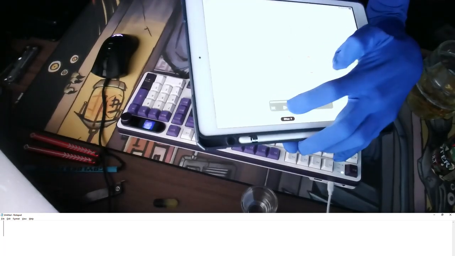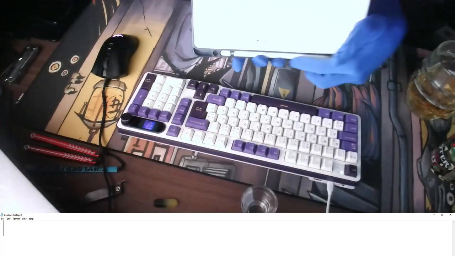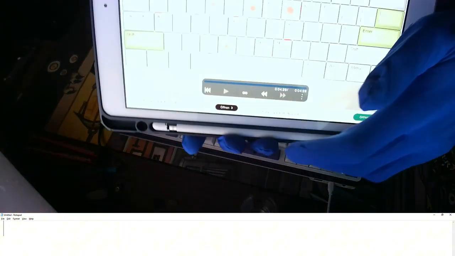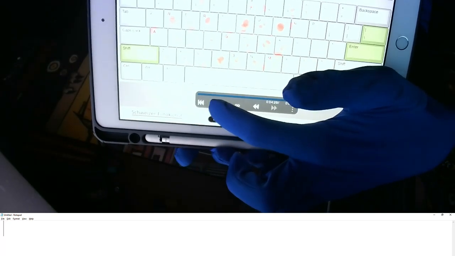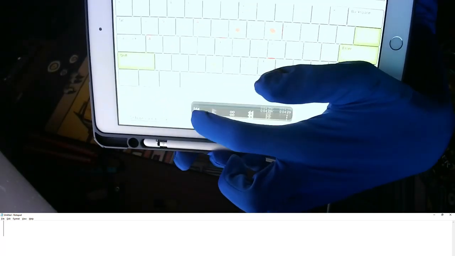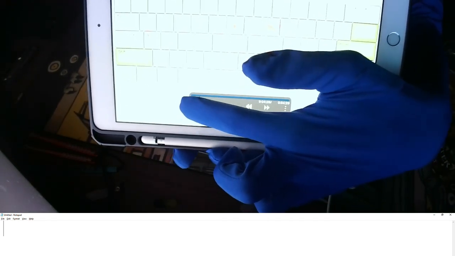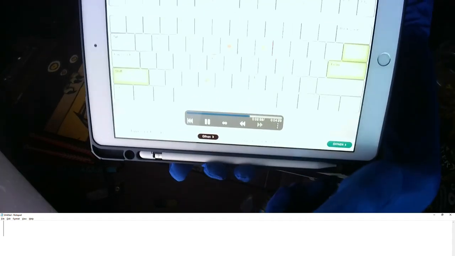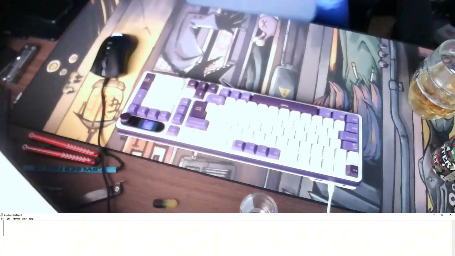Nice one. Oh, yeah. Oh, there it is. Yeah, this is awesome. And you see as the dots appear, and then you can see the pattern.